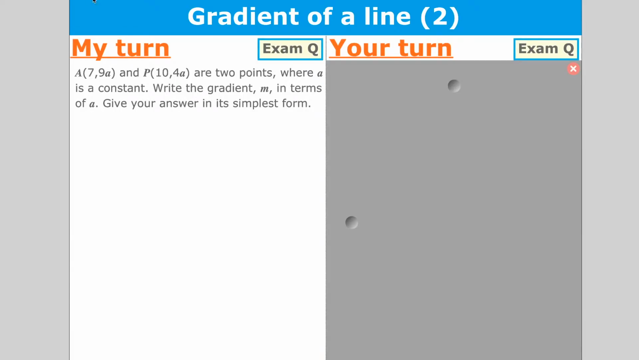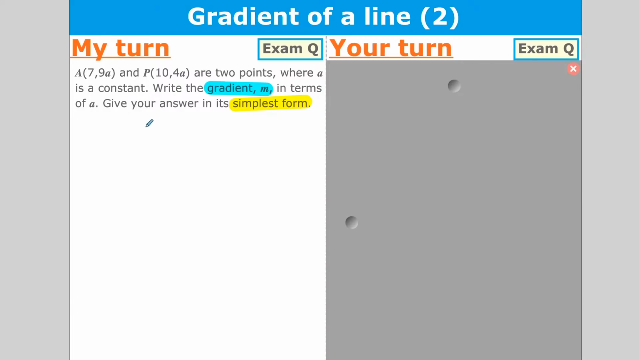Let's kick it off. A, coordinate 7, 9a, and P, coordinate 10, 4a, are 2 points where a is a constant. Write the gradient m in terms of a. Give your answer in simplest form. So this wasn't just like calculate the gradient. It's like give your answer in terms of a, etc.